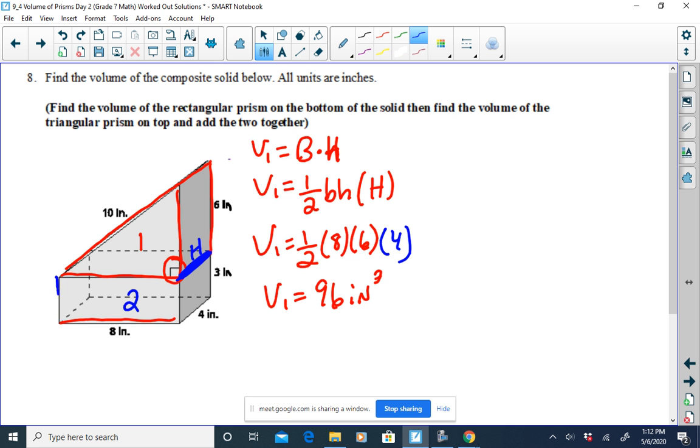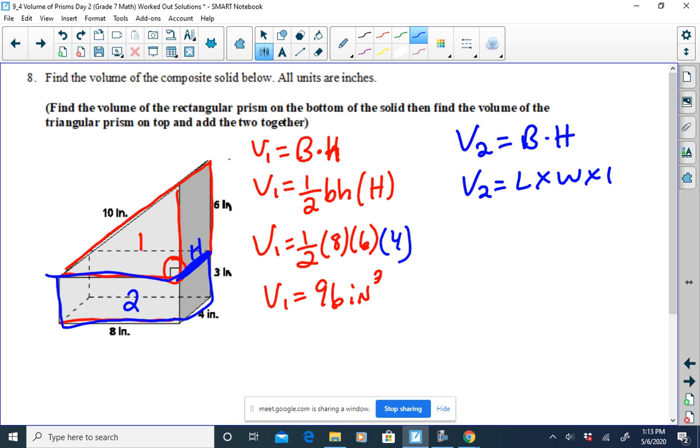Volume 2 is this figure down here. That's the easier one, right? Volume 2 is the rectangular prism. So volume 2, we still know is going to be base area times the height, but volume 2 is length times width times height because it's a rectangular prism, right? Because the base area is length times width. So volume 2 is going to be equal to 8 times 4 times 3, and 8 times 4 times 3 is also 96 cubic inches.